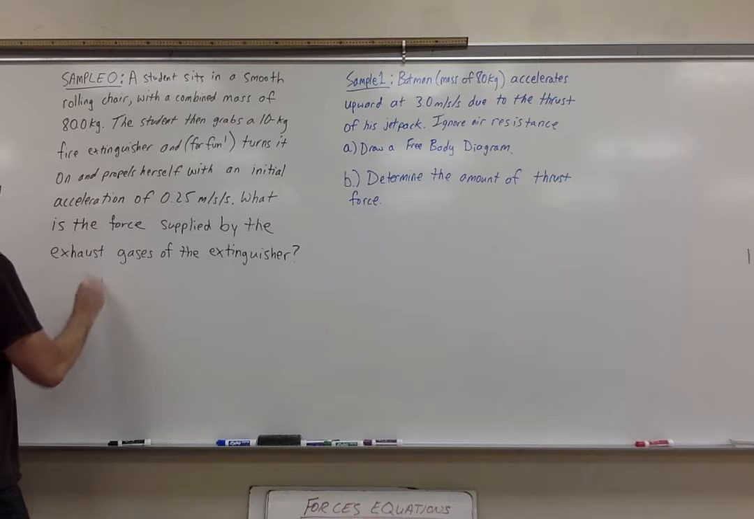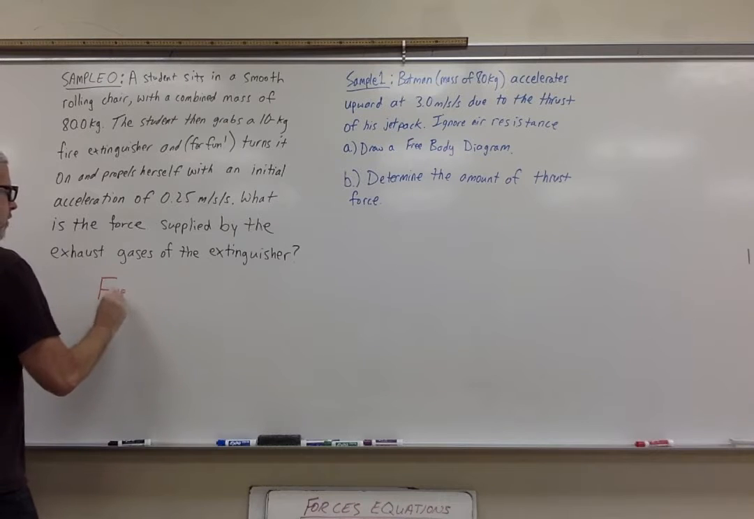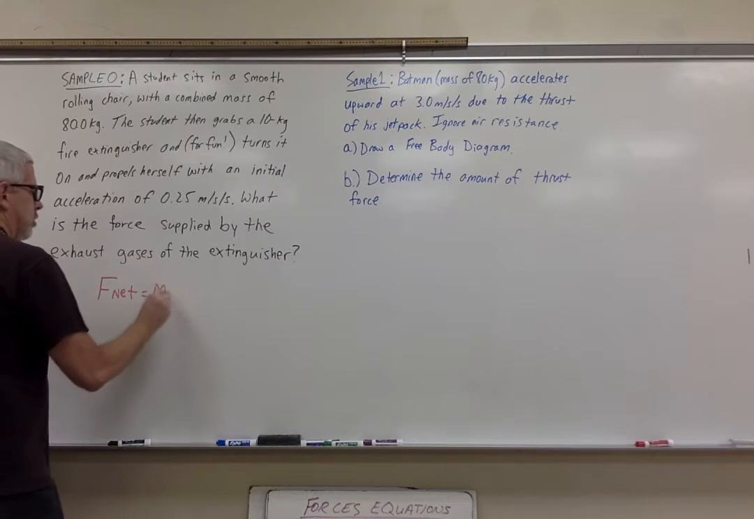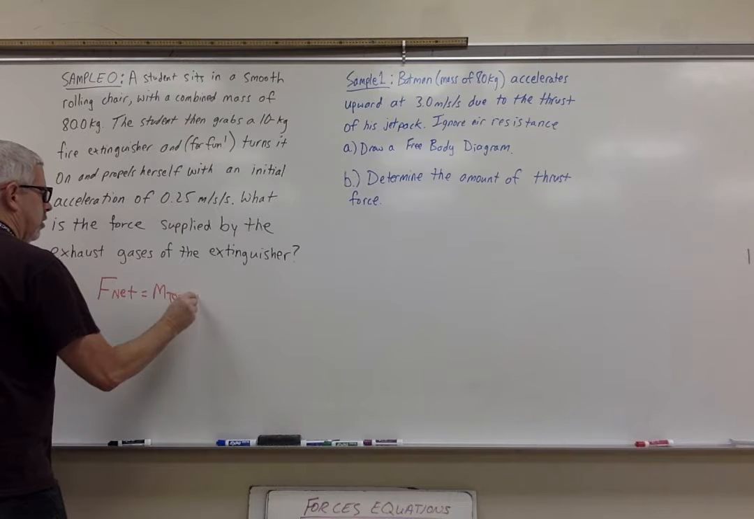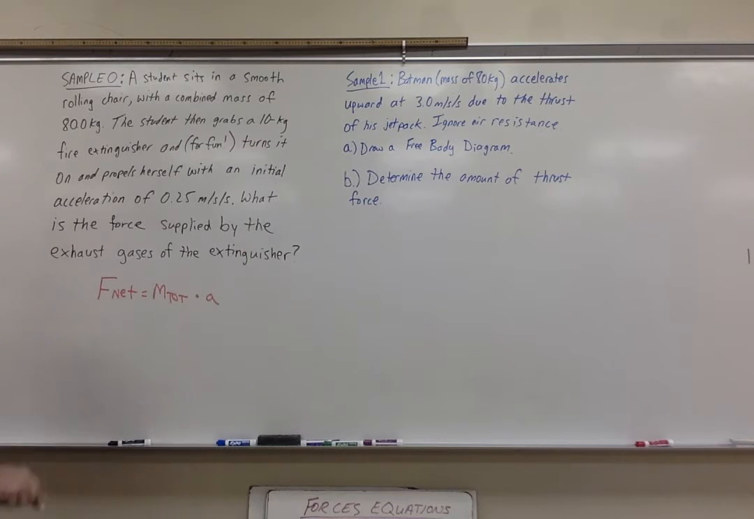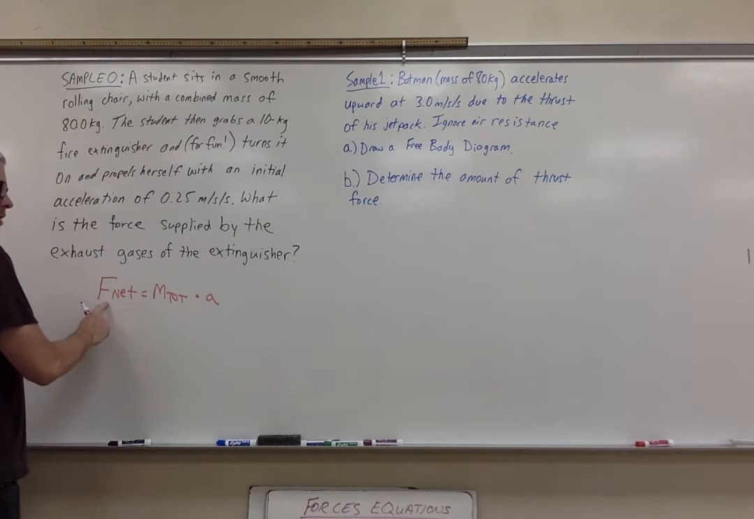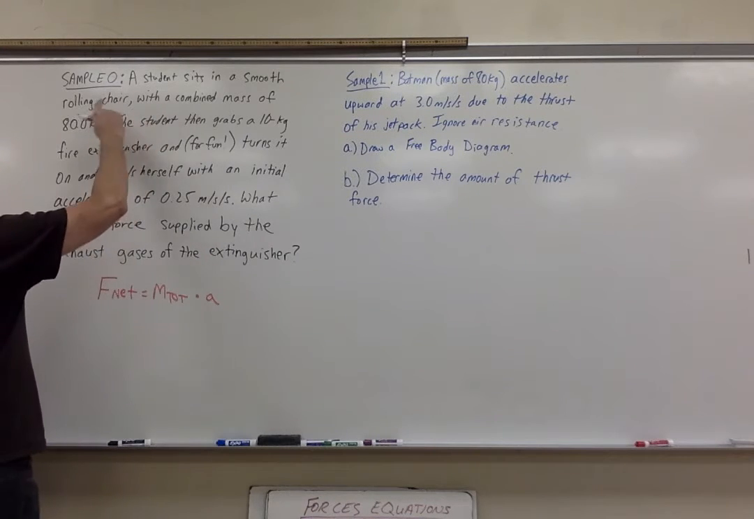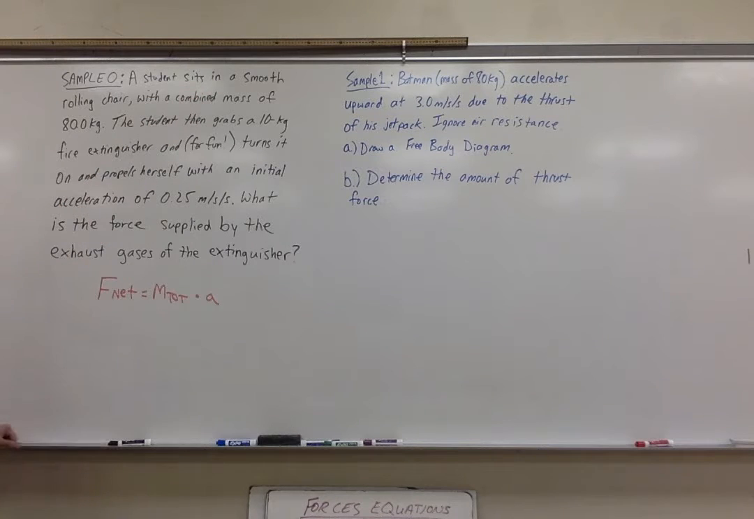Say, write the general formula down first. F net is equal to m total times acceleration. All right, so we think we've probably got these things. We're just really trying to find the net force. We assume that it's a smooth rolling chair. We're going to assume that there's no friction involved, at least initially.